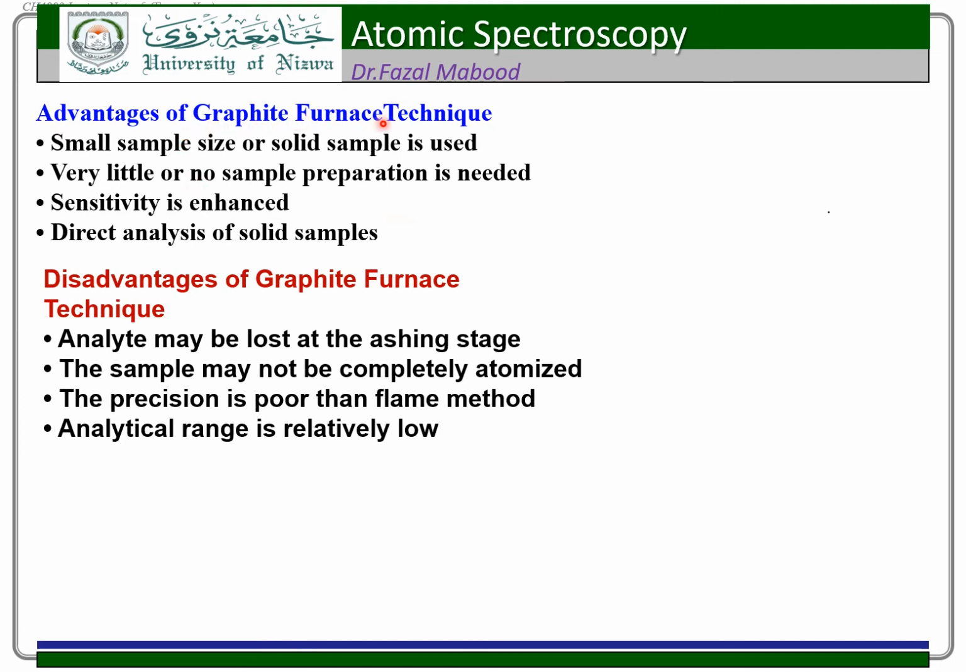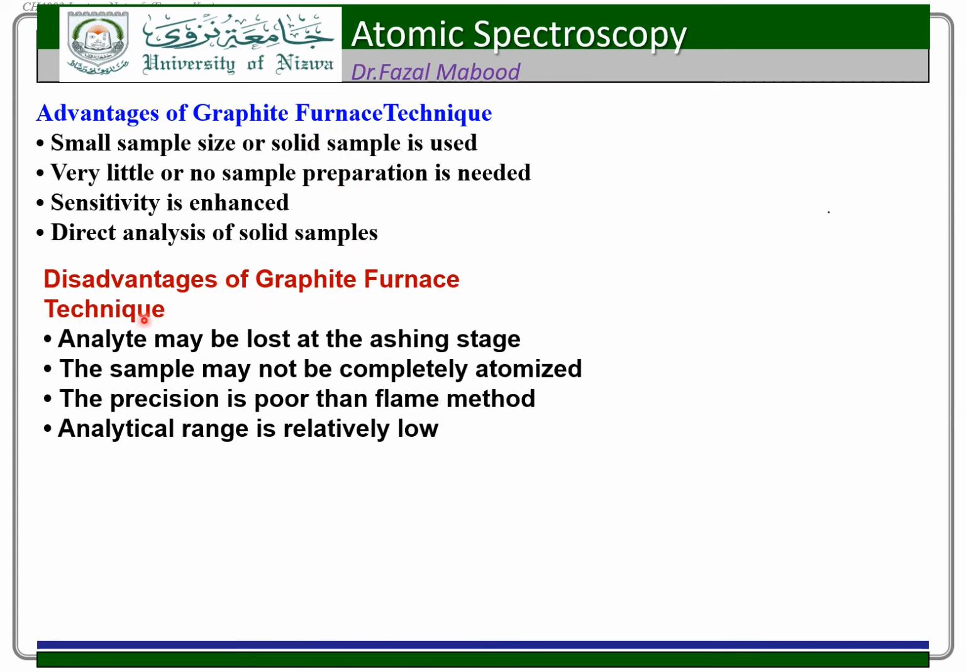Advantages of graphite furnace techniques: a small sample size or solid sample can be analyzed with the help of the graphite furnace tube. Very little or no sample preparation is needed. Sensitivity is enhanced. Direct analysis of solid samples can be done with the help of the graphite furnace.